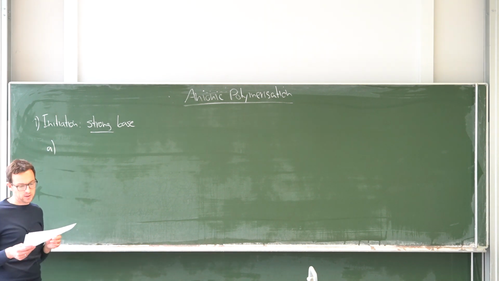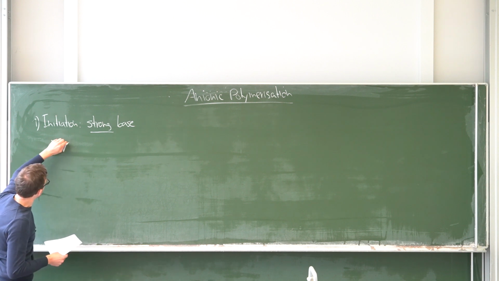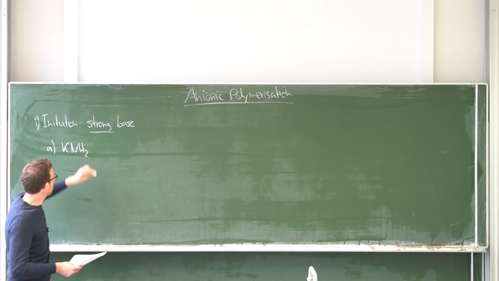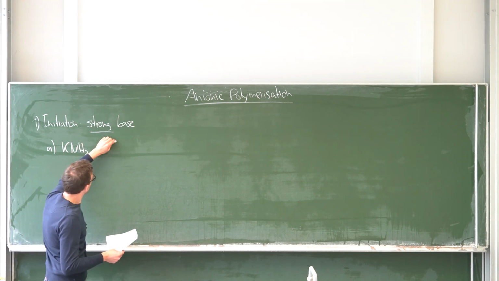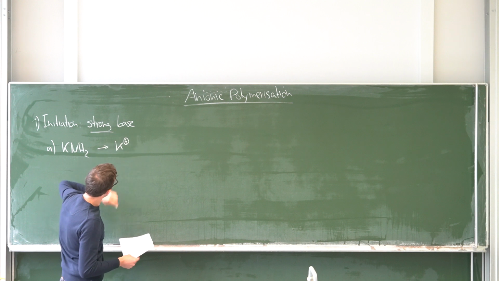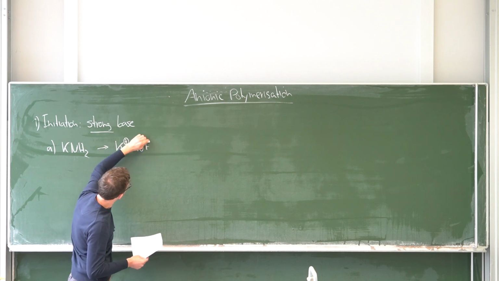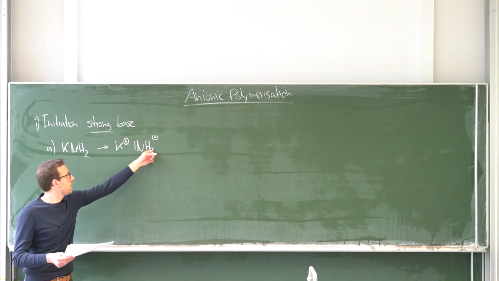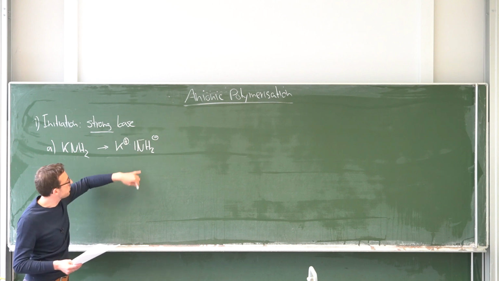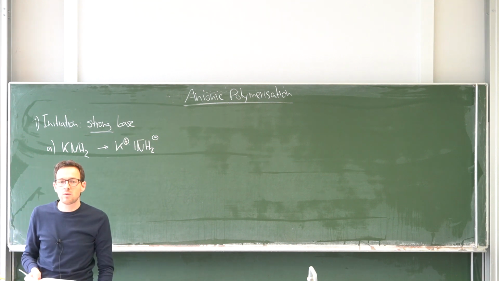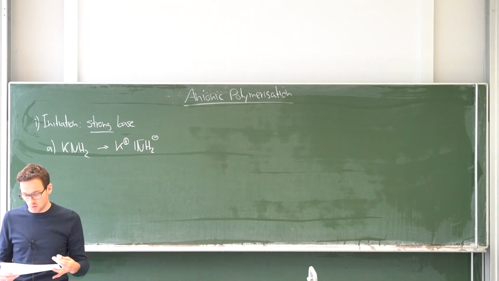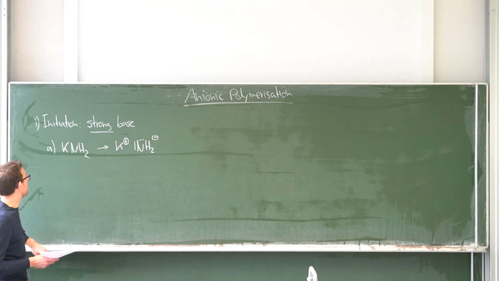So this can be, for example, if we deprotonate ammonia. So this is a very strong inorganic base, and this can dissociate into a potassium ion and this NH2 minus anion. So you can imagine that this actually has two free electron pairs. This nitrogen really wants to undergo a reaction to bind here. So this is really a strong base. This is how anionic polymerization was discovered.